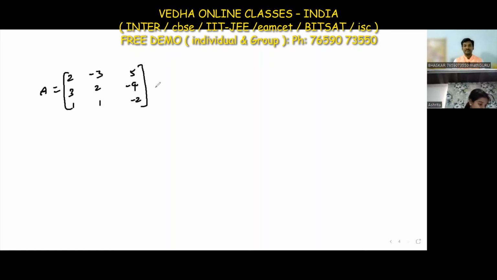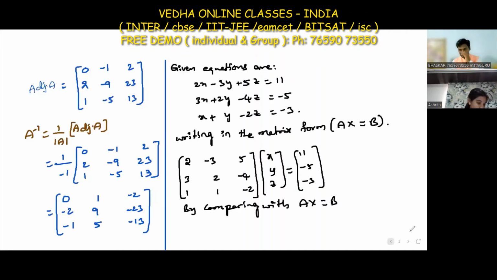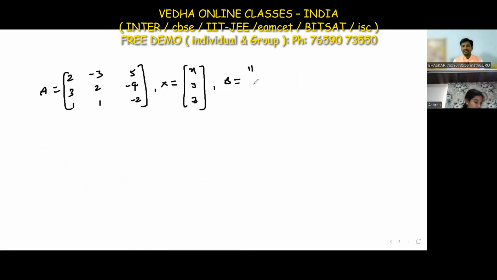And what is X here? X is nothing but the variable matrix, x, y, z. And what is B, the constant matrix? B is 11, minus 5, minus 3.